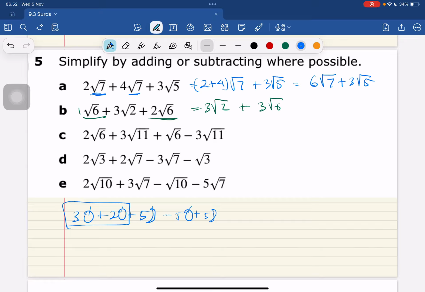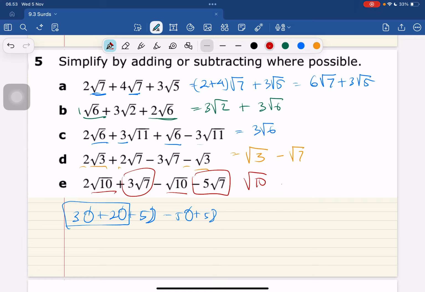Next, look at the same square root of 6 and 6. So 2 plus 1 is equal to 3 square root of 6. Next, we got 3 square root of 11 minus 3 square root of 11, which is 0. Okay, square root of 3 and square root of 3. 2 minus 1, which is 1 square root of 3. And then minus square root of 7. Next, square root of 10 and square root of 10, which is square root of 10. Here, square root of 3 minus square root of 5, 7, which is minus 2 square root of 7.